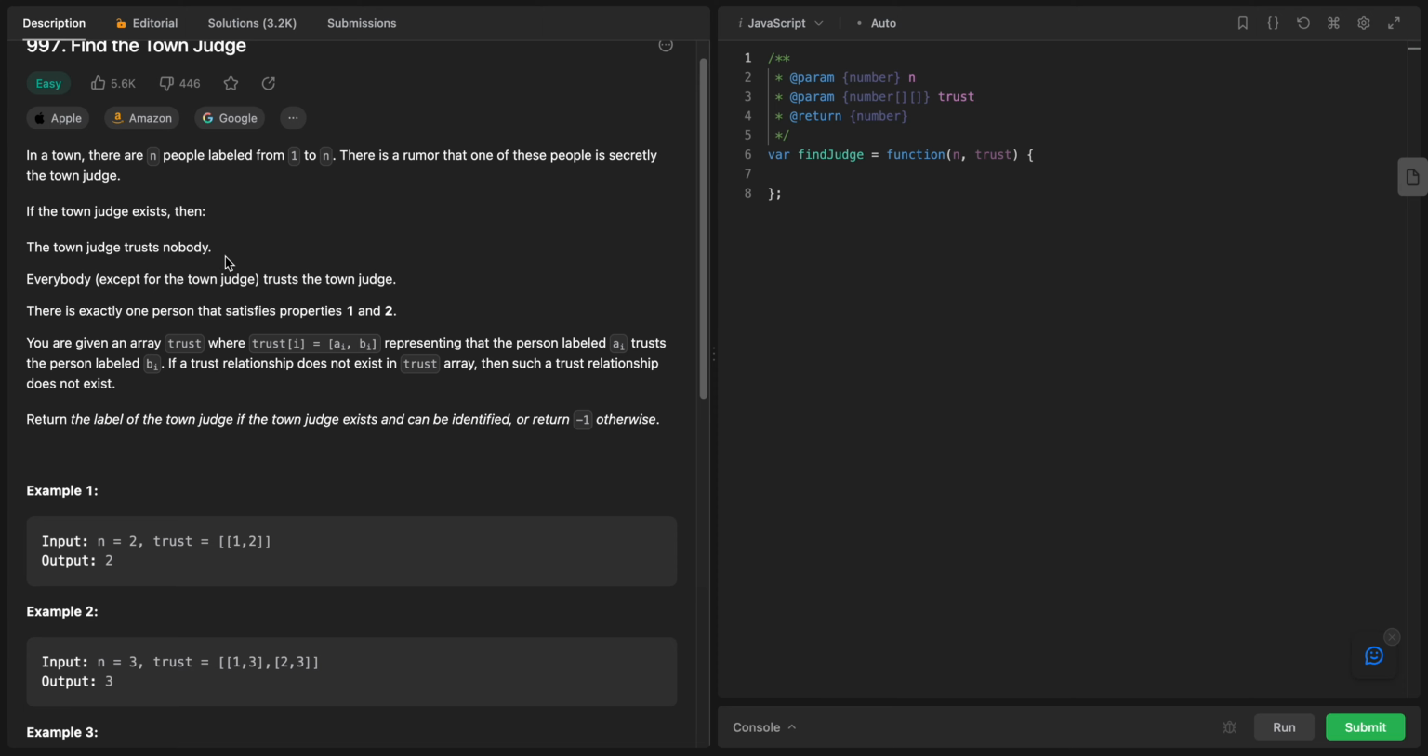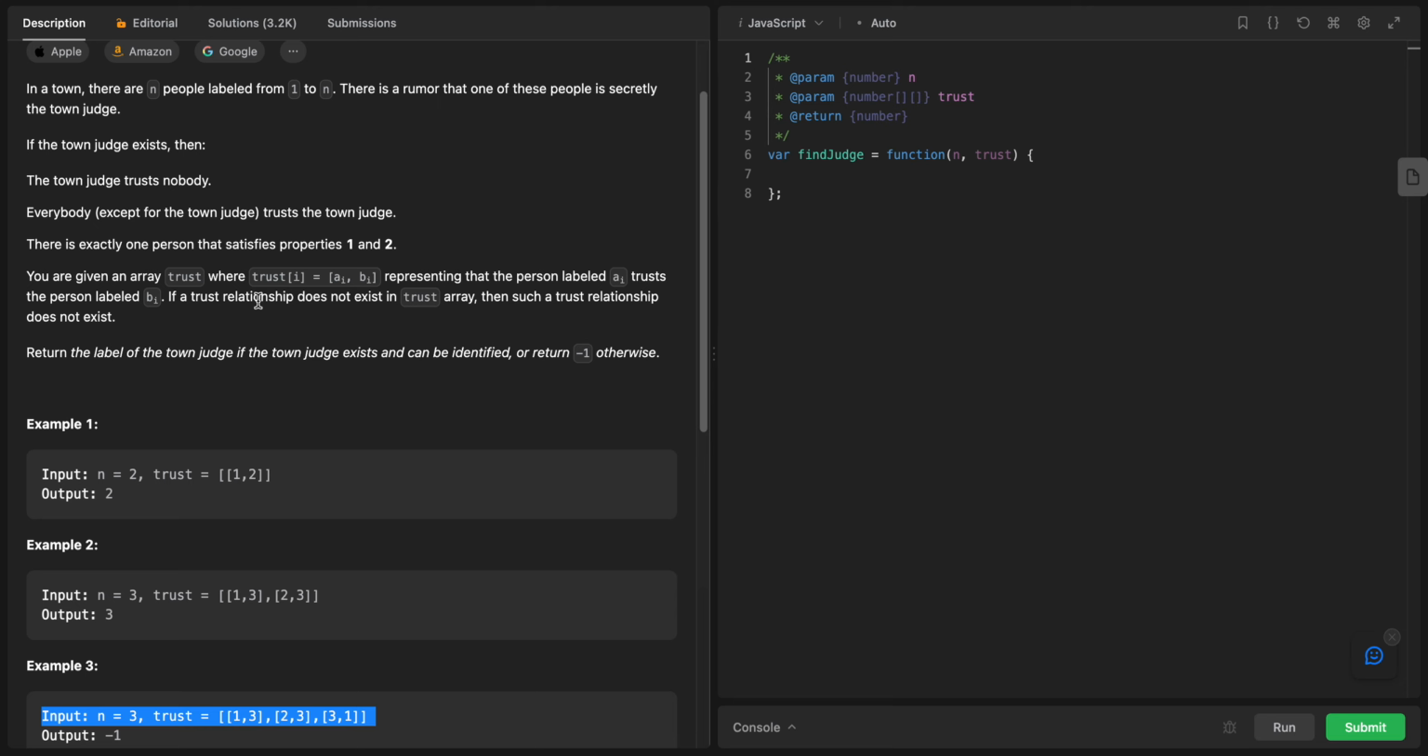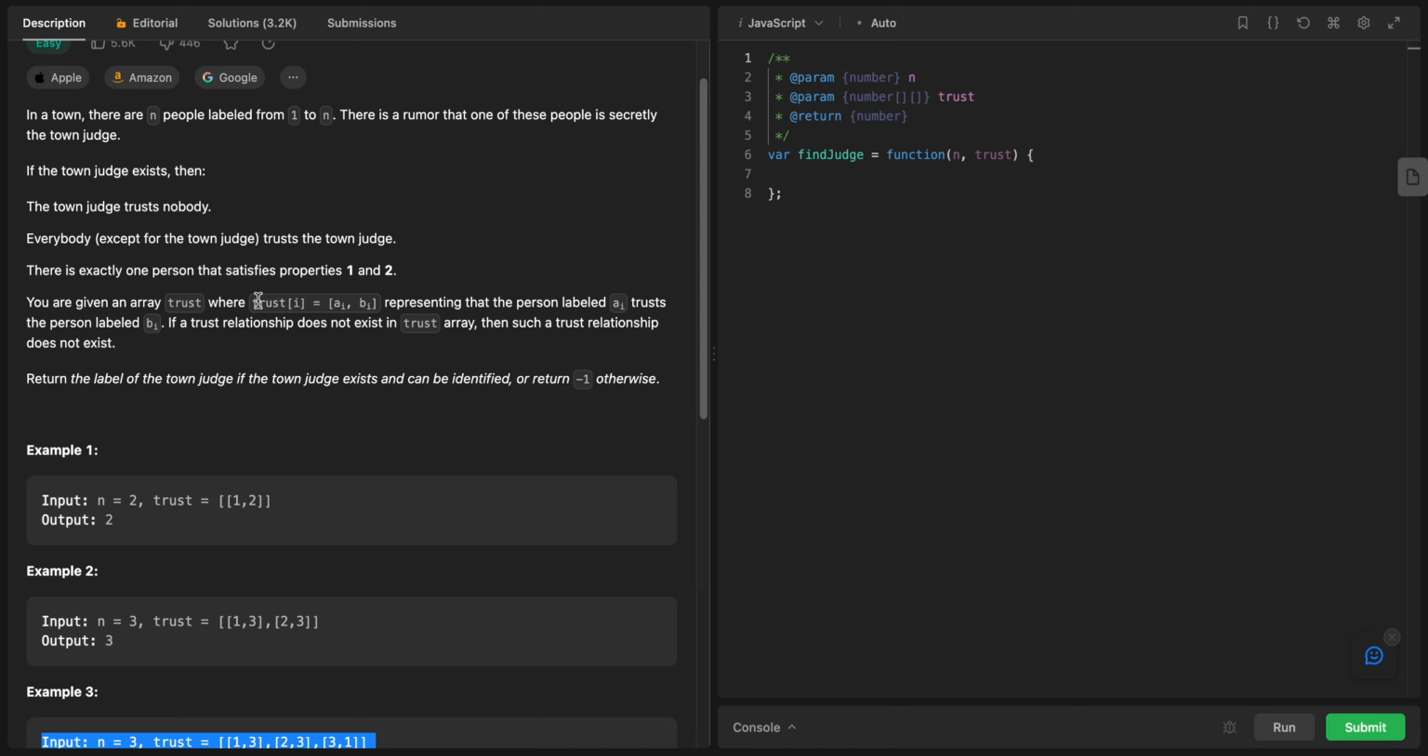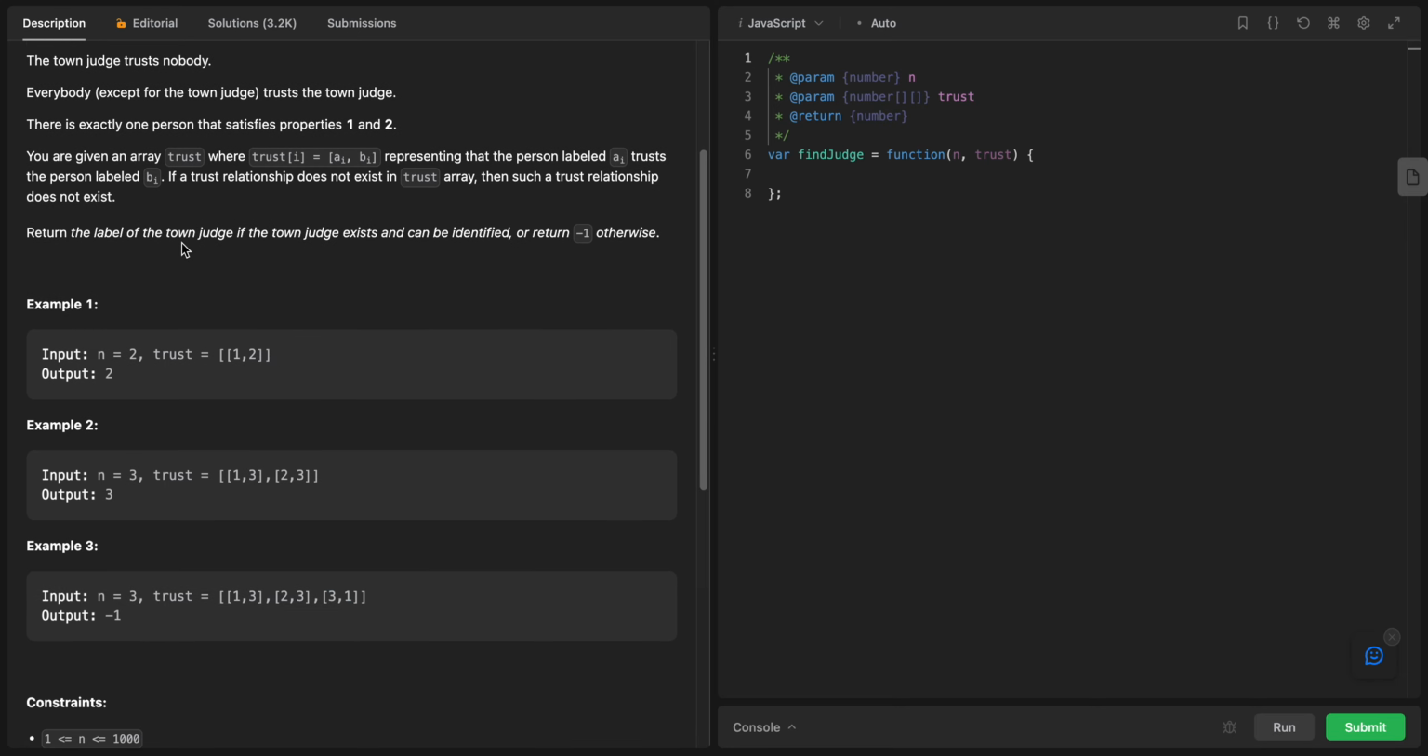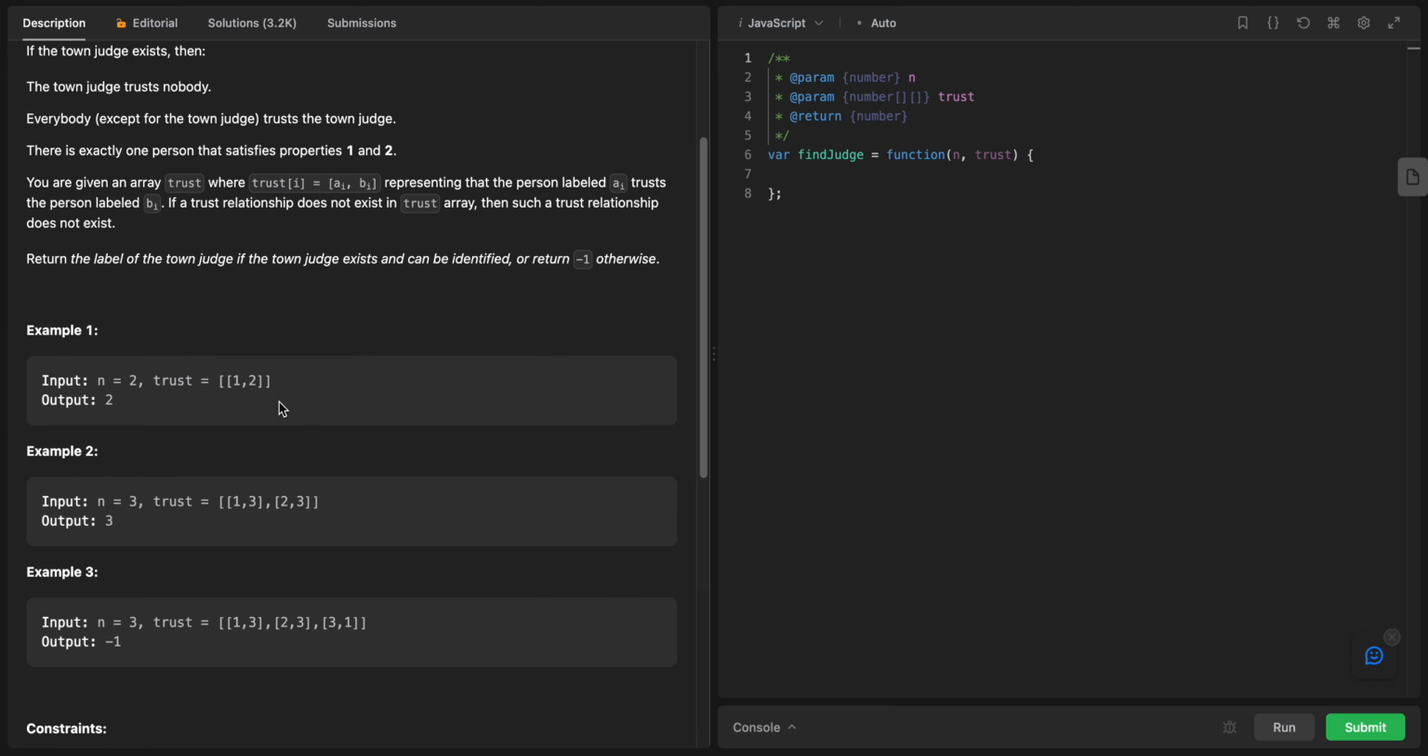So basically the town judge trusts nobody, and everybody trusts him. He trusts nobody, but everyone trusts him. So basically we should know who is the town judge. For example, we have two people, and one trusts two. The judge is two, because two satisfies both things: everybody trusts him and he trusts no one.